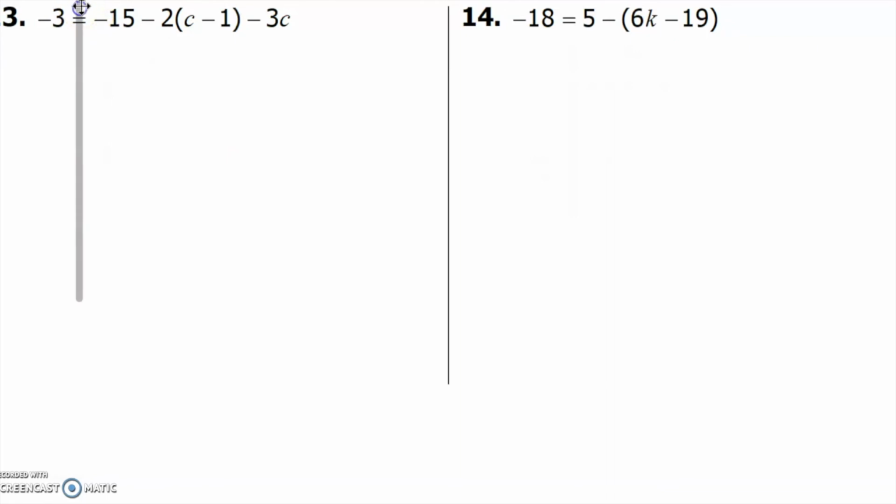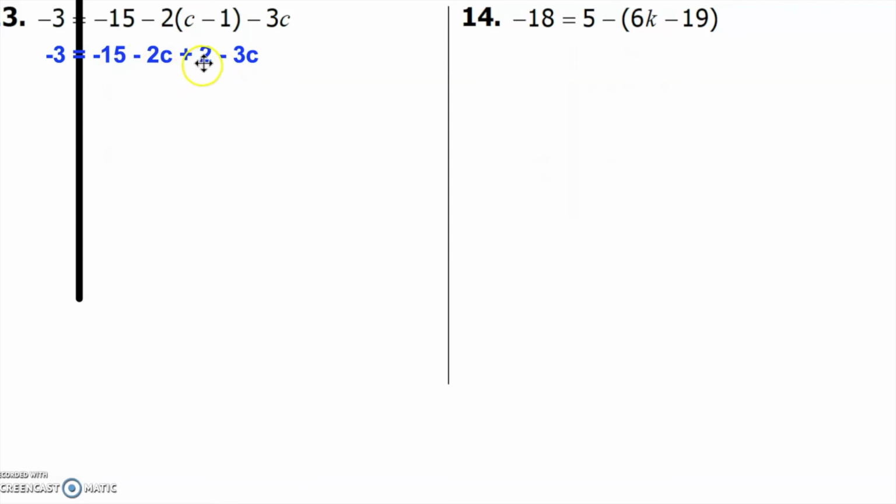All right, in 13, when I split that equal sign, I have a negative 15 minus 2 times c minus 1, minus 3c. This negative 2 here is in front of that set of parentheses, so I need to distribute this first. The negative 15 and the negative 3c are not in those parentheses, so I just will bring those down. So I'm going to have negative 3 equals, bring down the negative 15, negative 2 times c becomes negative 2c, a negative times a negative becomes a positive 2 here, and then bring down that negative 3c.